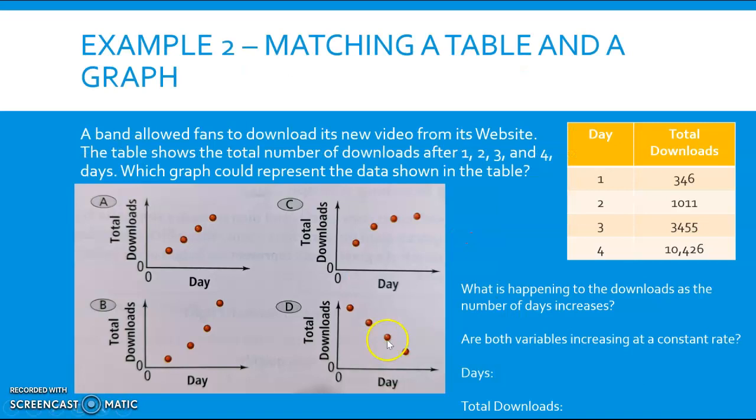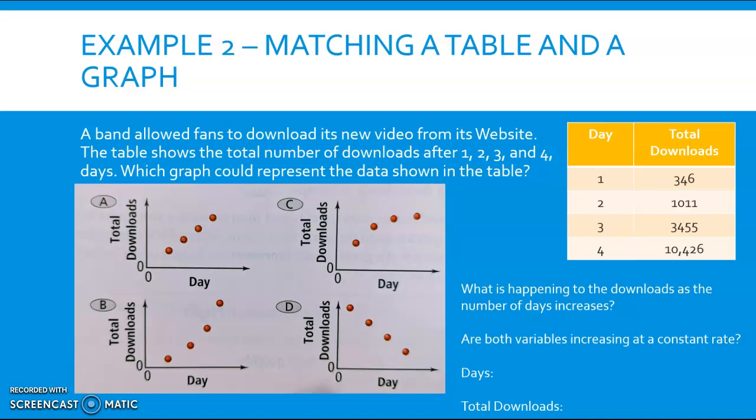All right, so now we're going to be matching a table. Move this back up to the top here. We're going to be matching a table and a graph, okay? So Band allows fans to download its new video from its website. The table shows the total number of downloads after 1, 2, 3, and 4 days. Which graph could represent the data shown in the table? So my question for you, as we approach the table, try to match it to the graph: what is happening to the downloads as the number of days increases?